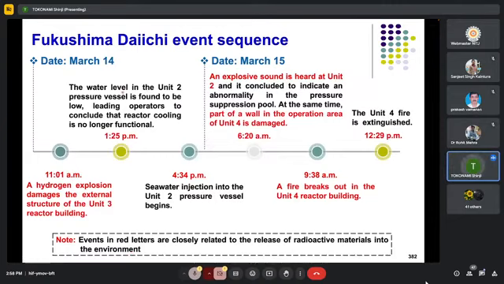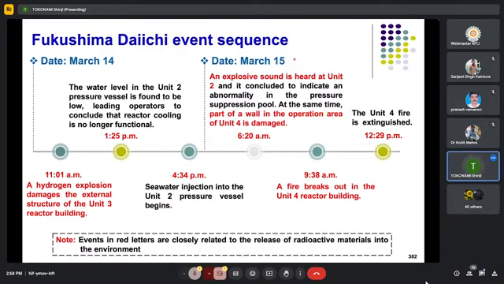On March 14, at 11:01 a.m., a hydrogen explosion damages the external structure of the Unit 3 reactor building. The seawater level in the Unit 2 pressure vessel is found to be low, leading operators to conclude that reactor cooling is no longer functional. At 1:25 p.m. At 4:34 p.m., seawater injection into the Unit 2 pressure vessel begins.